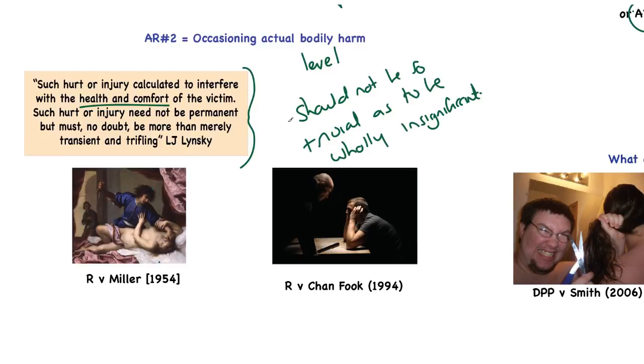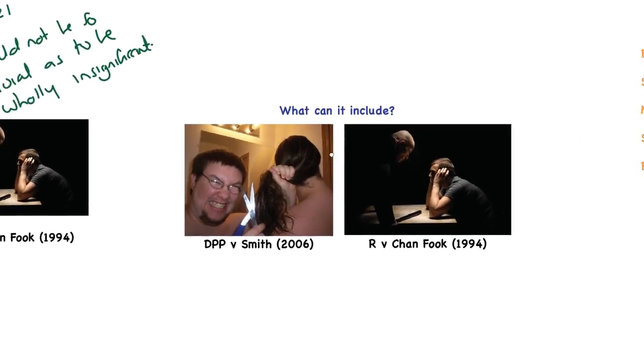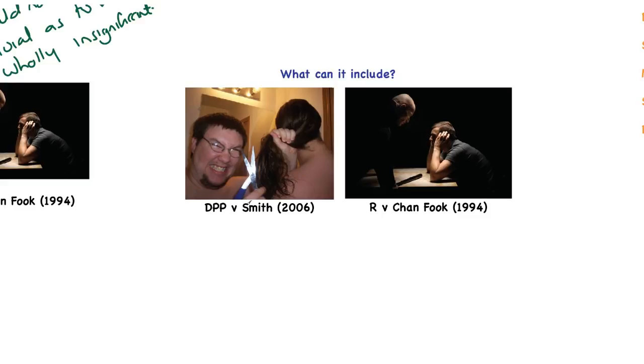Now, over recent years, that definition has been extended. Let's have a look at what ABH can include. In DPP versus Smith, the defendant caused actual bodily harm to the victim by cutting off her ponytail. He went to the home of his ex-partner and cut her ponytail off with a pair of kitchen scissors. The magistrates accepted that there was no actual bodily harm, and the Director of Public Prosecutions appealed. The appeal judge said that cutting off a person's hair amounted to ABH. So cutting off hair equals ABH.